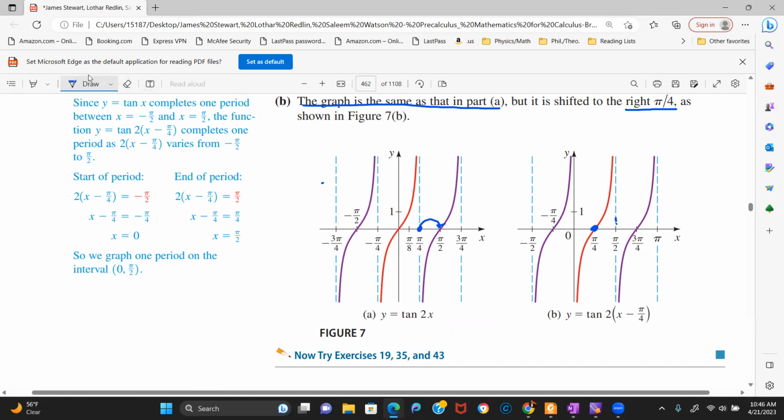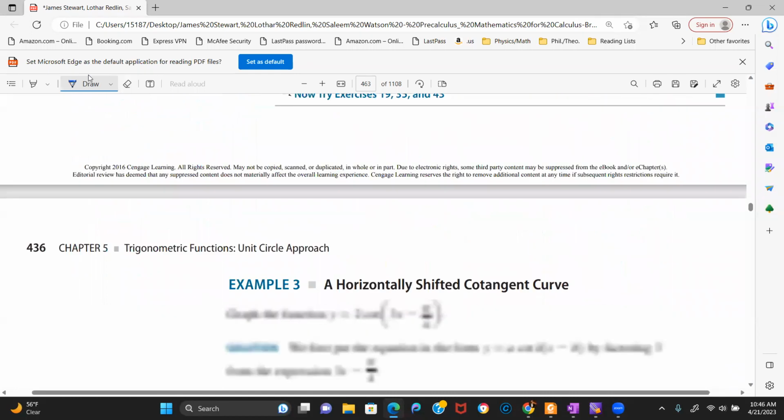And that's why we have this dotted line right here at pi over 2. It shifts over. And the same thing with the asymptote here. So it's going to shift over to the origin now in this case. So you can see it approaches the y-axis because the asymptote is going to go through the origin. The y-axis is just going to be the asymptote.